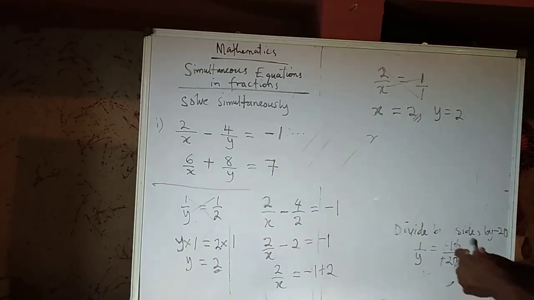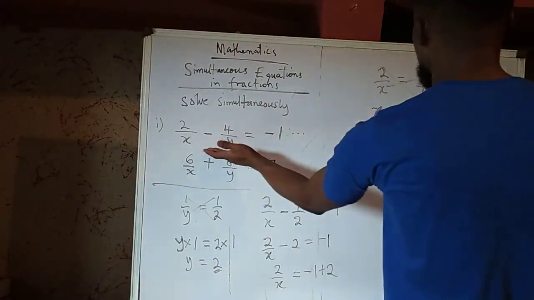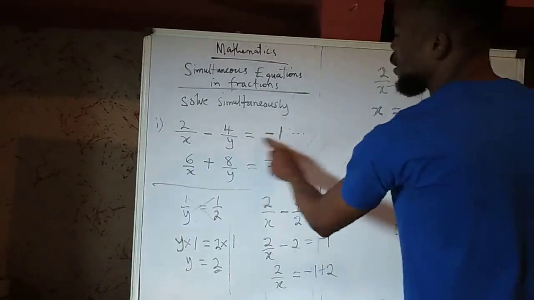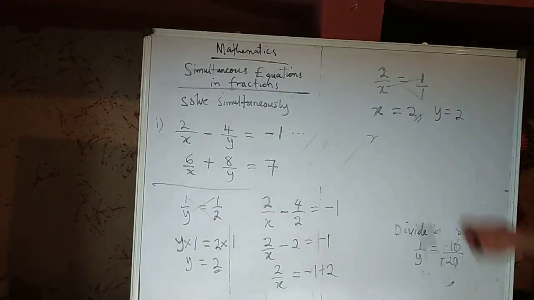You can always check that. If you put the value of 2 for x here, and the value of 2 for y here, you're going to get this. Alright, so that's how this is solved.